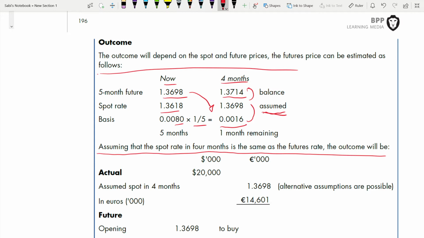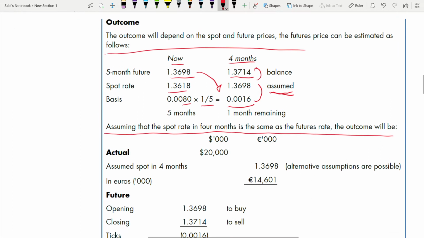Because sometimes they give you the spot rate. But in this question, it is not given, so we are assuming. When you are assuming, don't think that the examiner will know it. Because they haven't given it, it is assumed, so you have to write this assumption. Wherever you can state assumptions, you have to state assumptions, even if it's most obvious. You're getting marks for it. So: spot rate in 4 months is the same as the future rate.